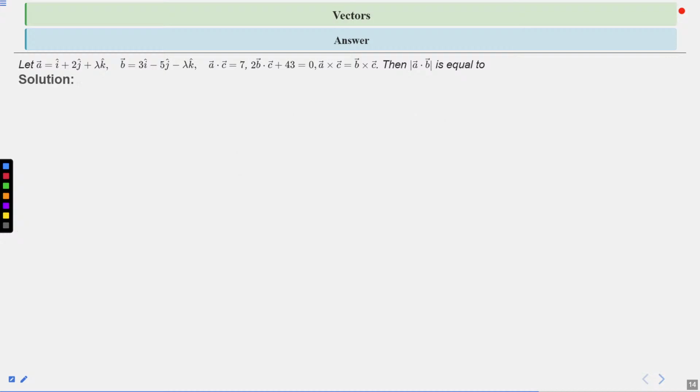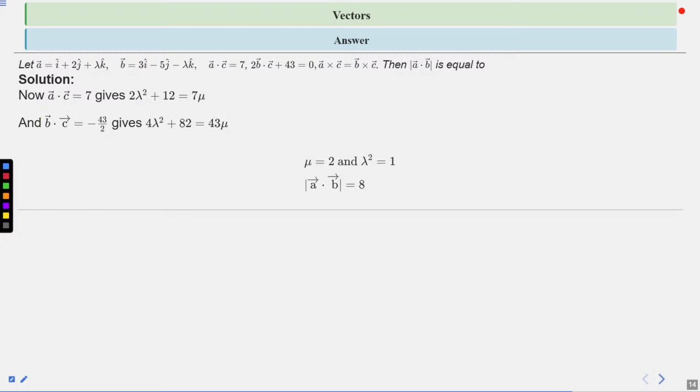So our next step is A dot C is equal to 7. So it gives 2 lambda square plus 12 is equal to 7 mu. And B dot C is equal to minus 43 divided by 2, which gives 4 lambda square plus 82 is equal to 43 mu. So the value of mu is equal to 2 and lambda square is equal to 1. So the mode of A dot B is equal to 8.